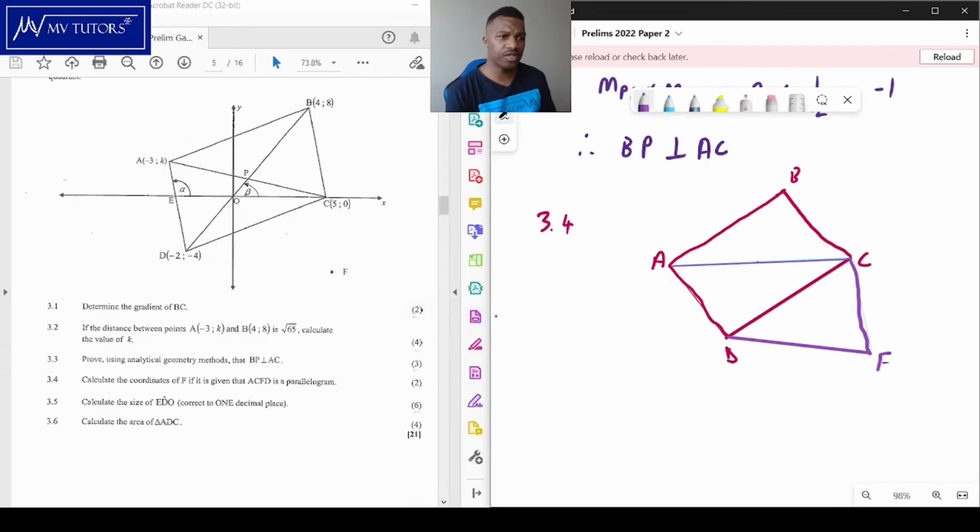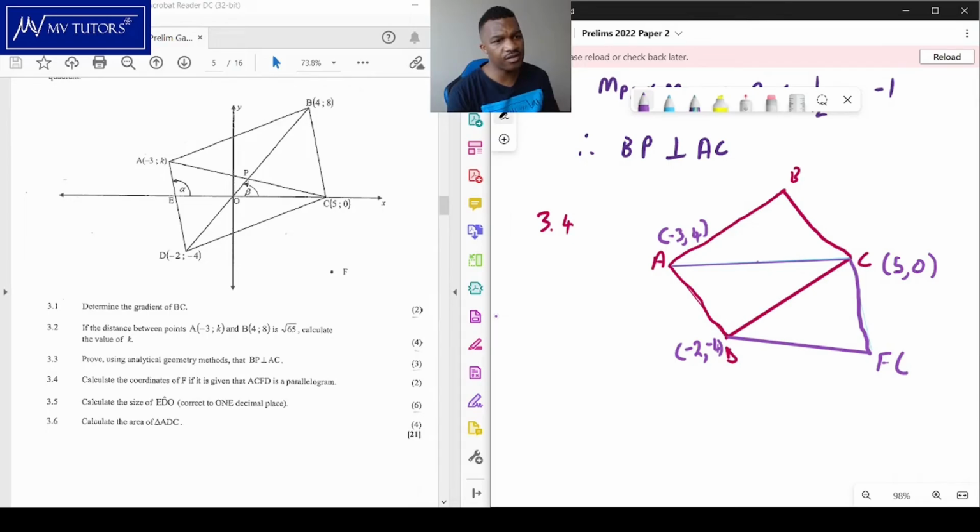So what we're gonna do, since it's a parallelogram as well, we know that from A to D, A has the coordinates of, what are the coordinates of A? It's -3 and 4. We solved it. So how did we move from -3 and 4 to D, which is -2 and -4? Because that's gonna give us the coordinate of F from C. C is 5 and 0.